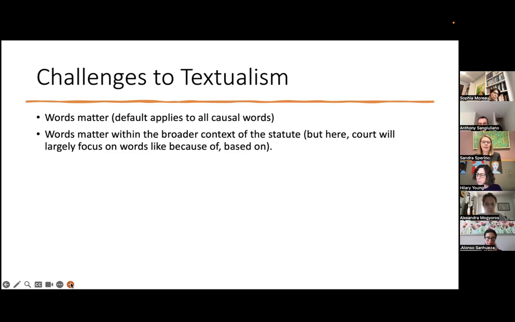And then second, when the court has applied the canon, it has tended to look at particular words like based on, because of, results from, instead of looking about how those words play in the broader context of the statute. And so this, I think, actually violates a central tenet of textualism. So textualism isn't just about looking at particular words, but it's about looking at those words in the context of the statute. And so this canon has tended not to do that.